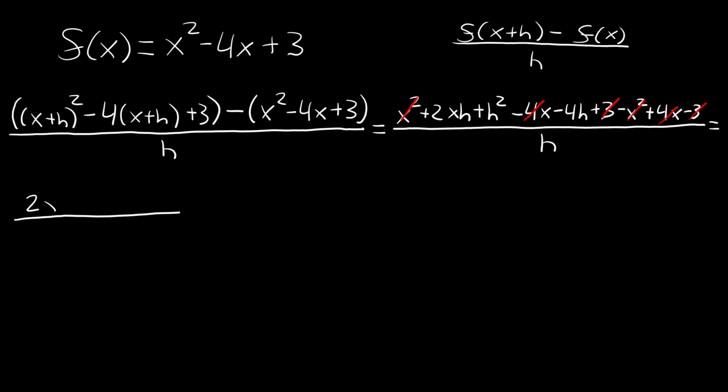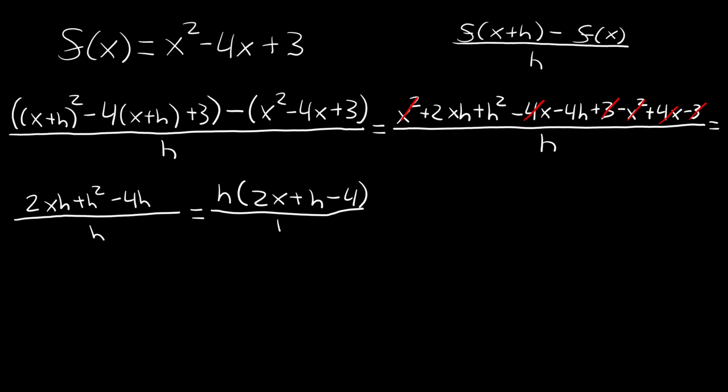So 2xh plus h squared minus 4h over h. We can factor out an h since all terms have an h. So h times 2x plus h minus 4 over h. These h's will then cancel. And we are left with 2x plus h minus 4.